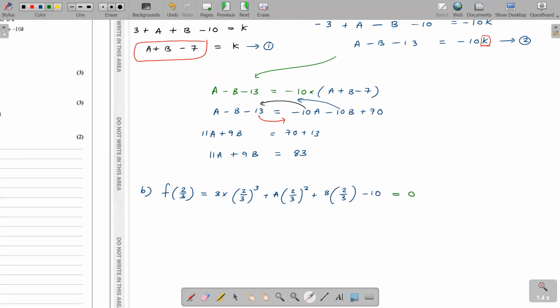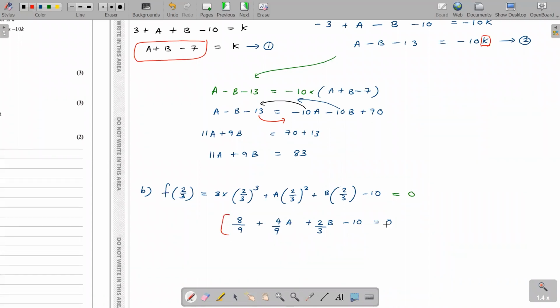What's the answer here? 3 into (2/3)^3. Can I have the answer? 3 into 2/3 to the power 3 is 8/9. a into (2/3) square is basically 4/9 a. Then b into 2/3 is plus 2/3 b, minus 10 equals 0. So when you take this equation, you can see we get a lot of fractions and I don't want to work with fractions.